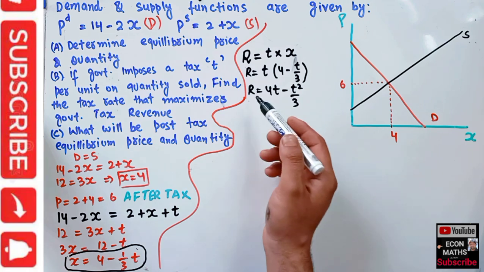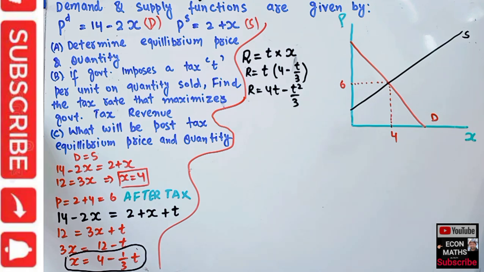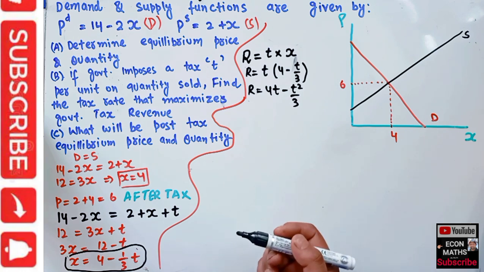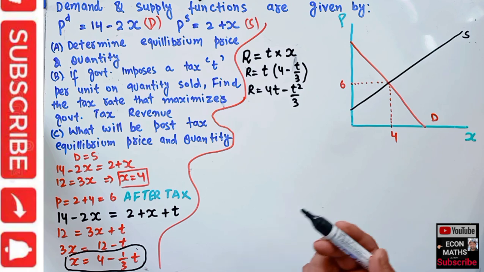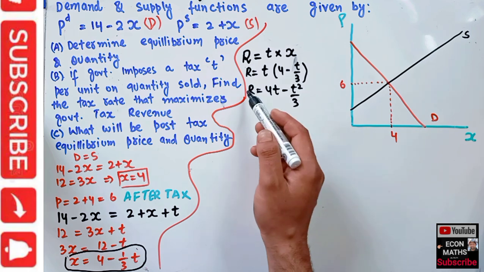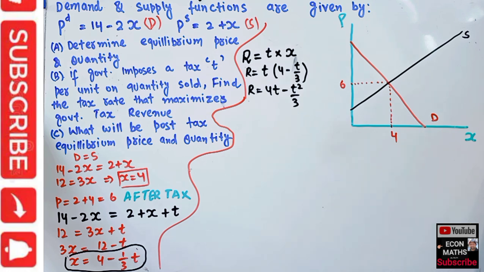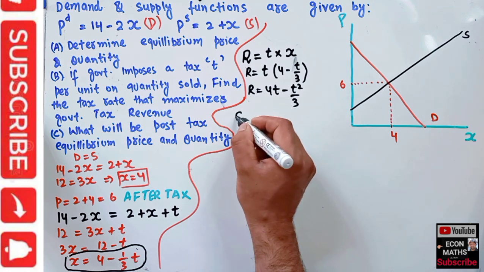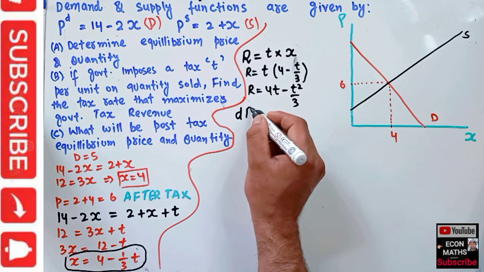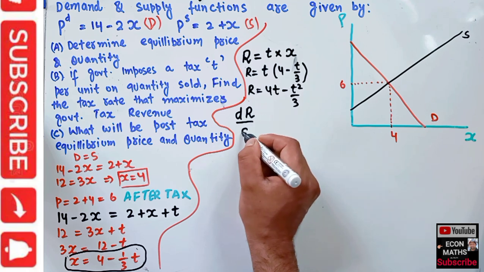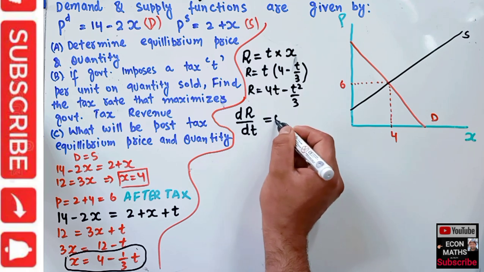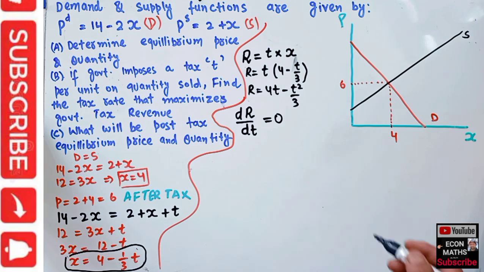Now we want to maximize this tax revenue. To find the tax rate that will maximize the government revenue, we want to maximize this function. The maximum of this function occurs when we take the derivative of the government tax revenue function with respect to t and set it equal to 0. This is the condition for maximum.